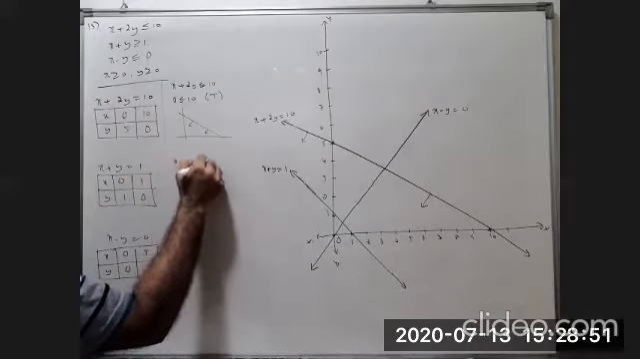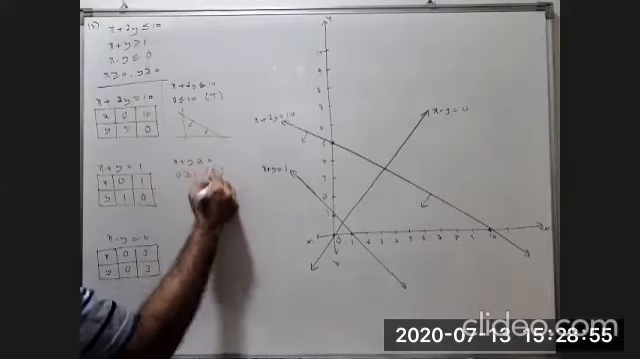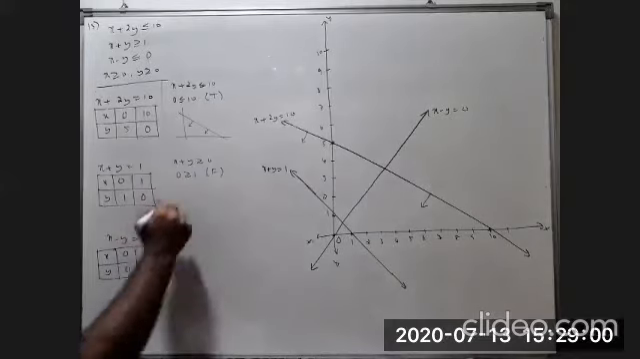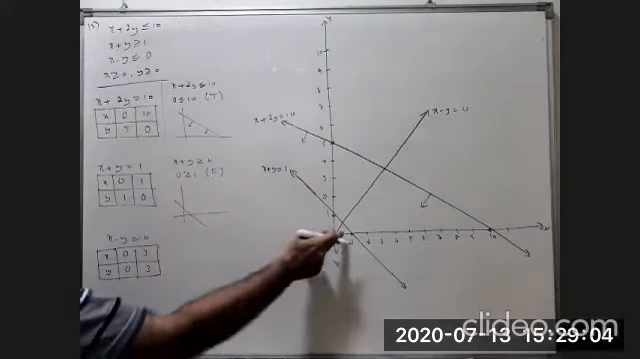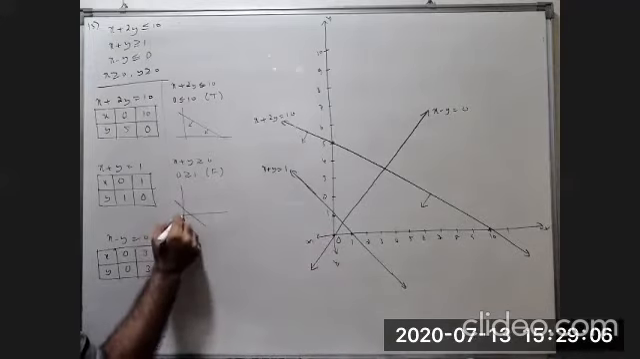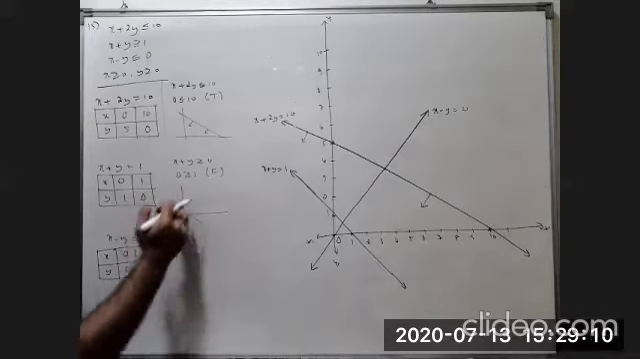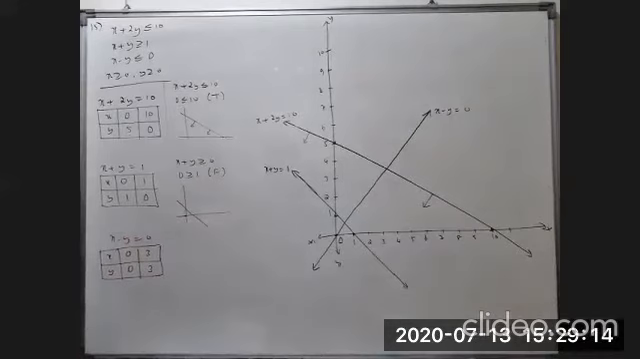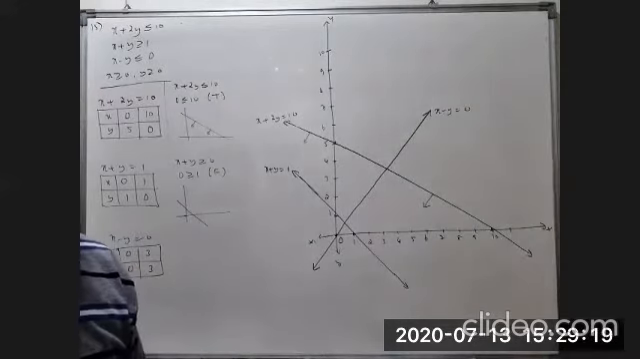x plus y greater than or equal to 1. Substituting 0, 0 greater than or equal to 1 is false. That means, see, this is our line, is it? This is 0. It is false. That means not towards the origin; it is not the half plane containing the origin.